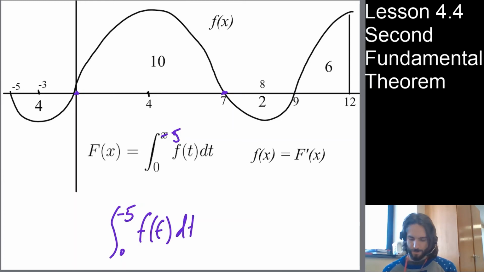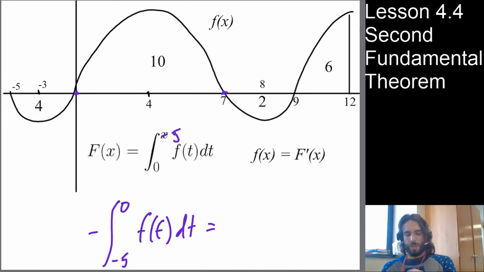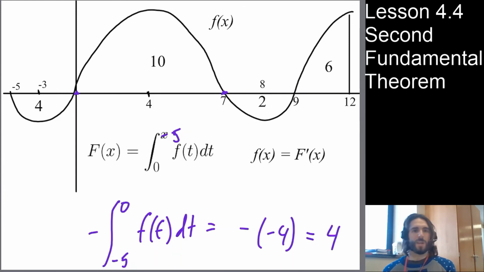f of t dt. Now what's weird about this is when these bounds are flipped, so the bigger number is first, it doesn't make a lot of sense to think about. I mean, you can think about it, but it's easier to have it go from -5 to 0 and slap a negative sign on there. So the area from -5 to 0 is -4 because it's below the graph, but then we have this negative sign out front, so this is -4. So that is +4 is the area accumulated.